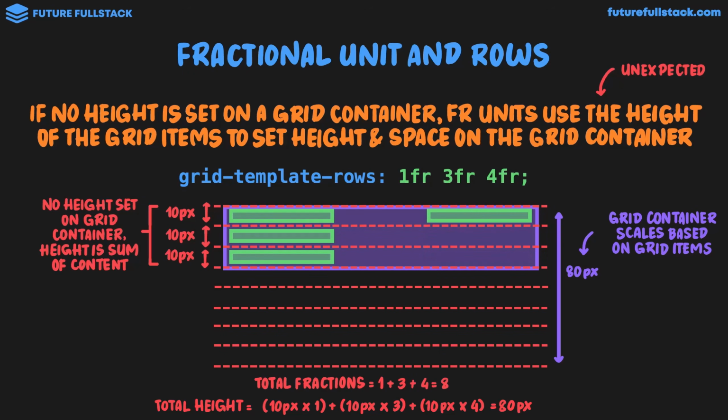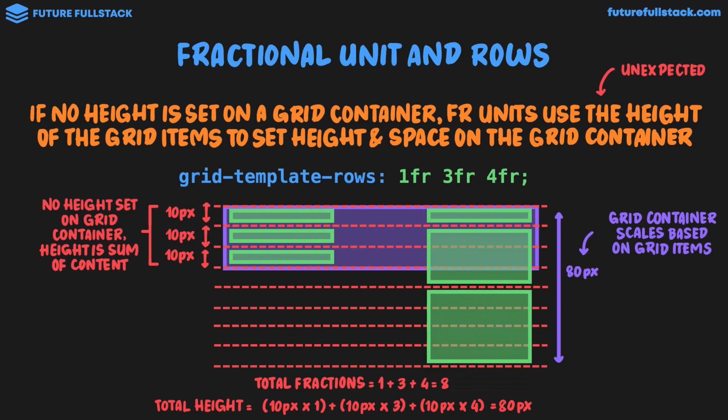The second row, which is 3 fractional units, is 3 divided by 8 times 80 pixels, that is 3 fractions of 10 pixels. And our third row is 4 fractional units, which is 4 divided by 8 times 80 pixels, which is 40 pixels. So this is just really strange behavior, where our grid container is actually expanding based on the height of our grid items and the different fractional units we're using.